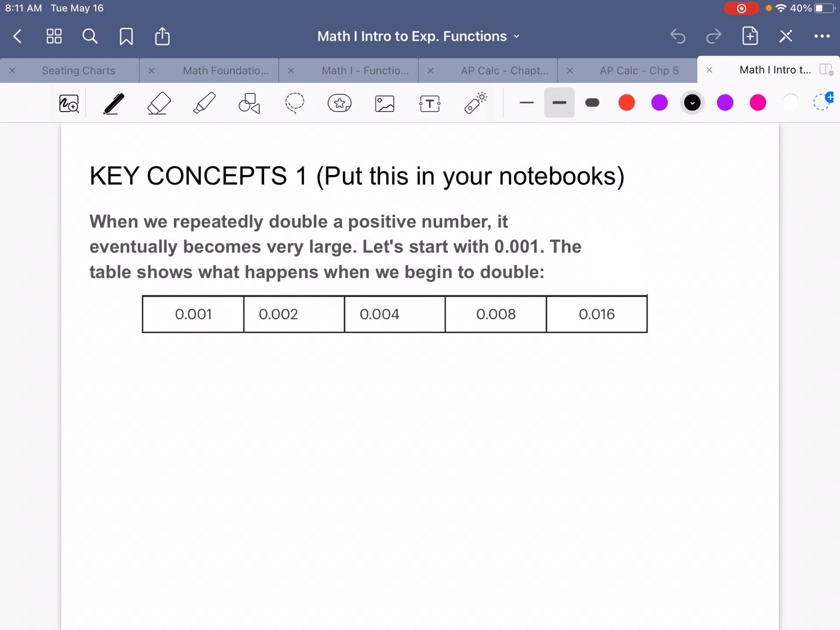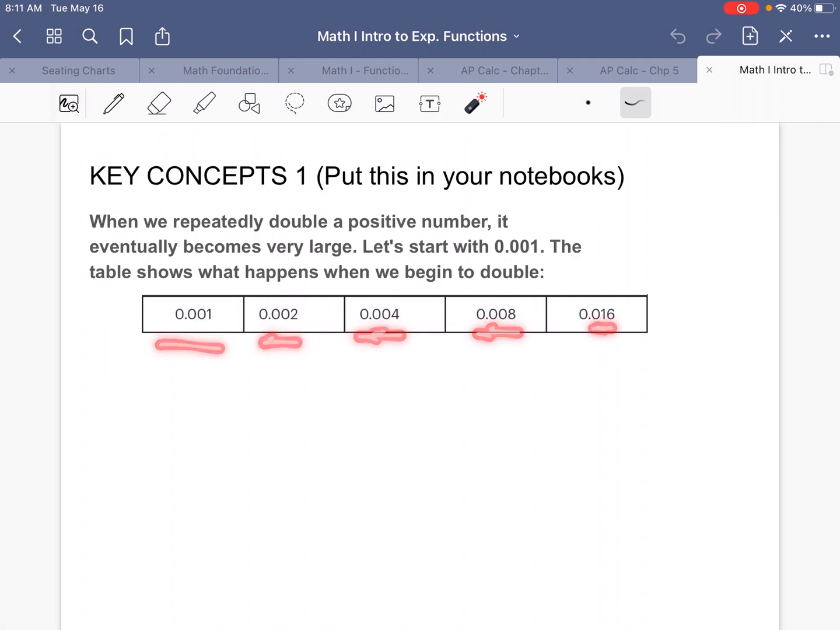So for this first lesson in the Intro to Exponential Functions unit, we've got some key concepts, and then we're going to go over the Rival Genie cooldown. So first of all, when we look at the exponential functions unit, we look at some fairly simple patterns here.